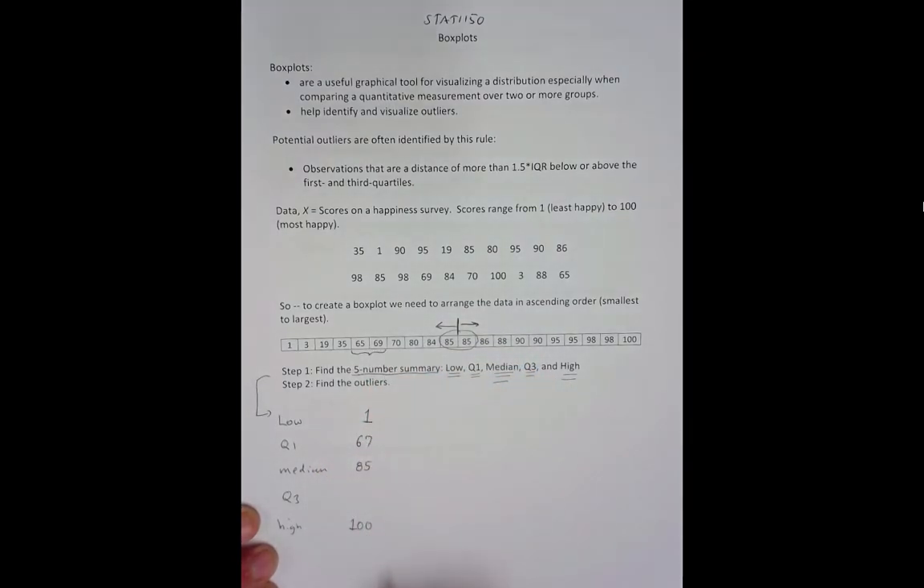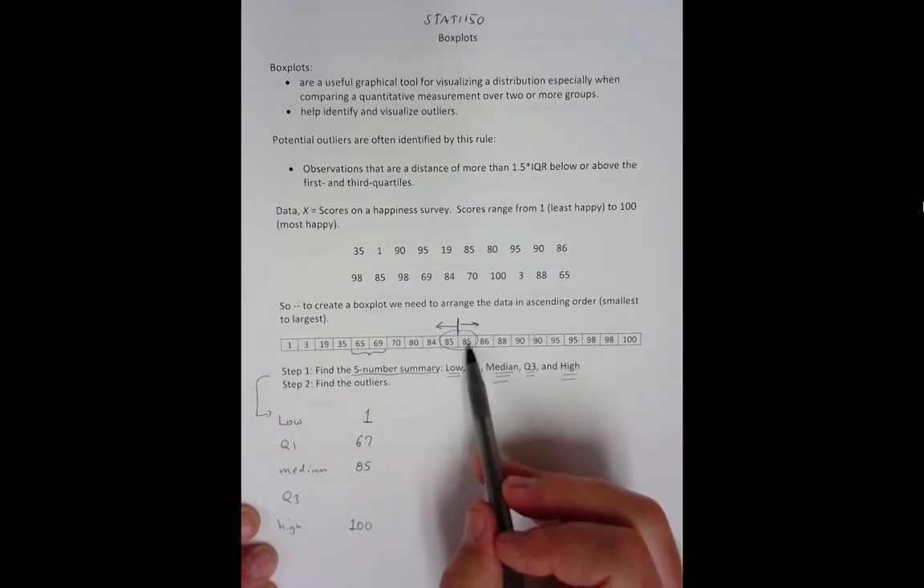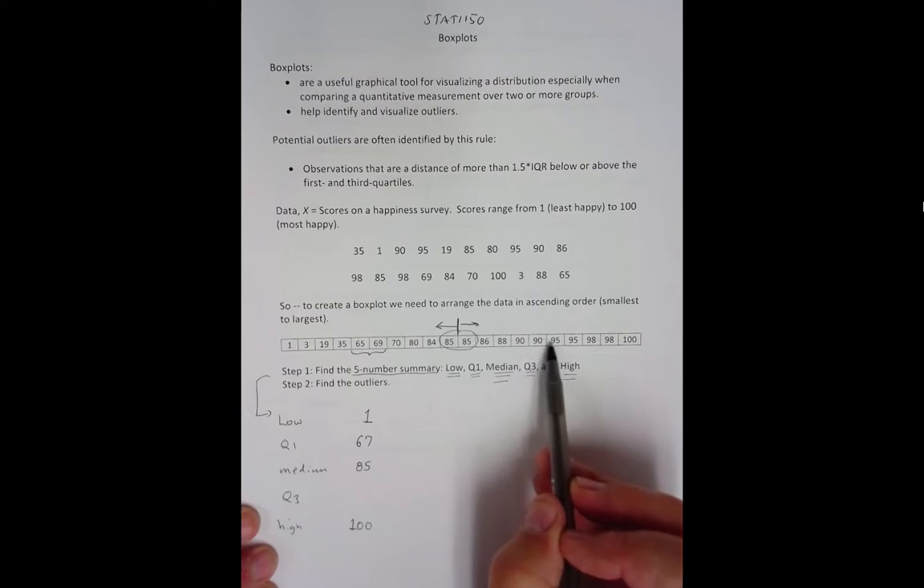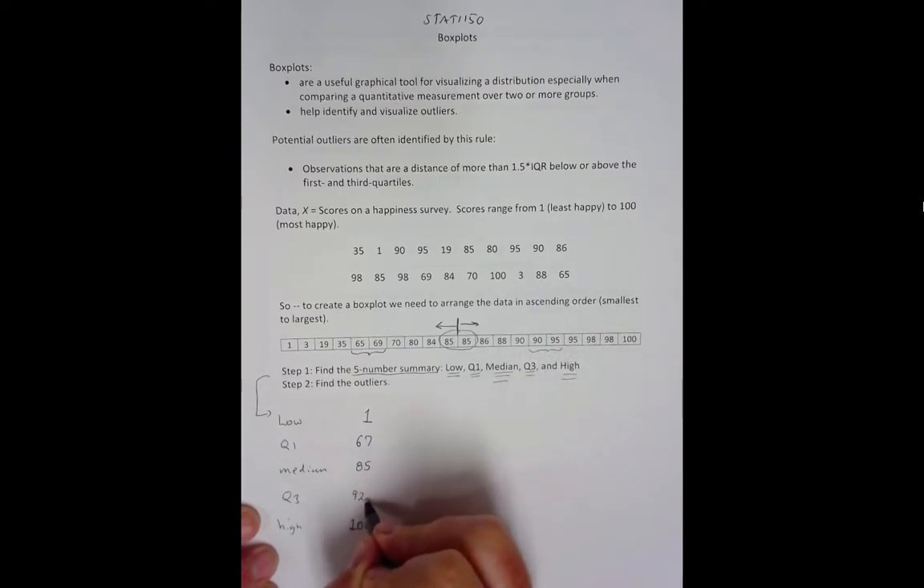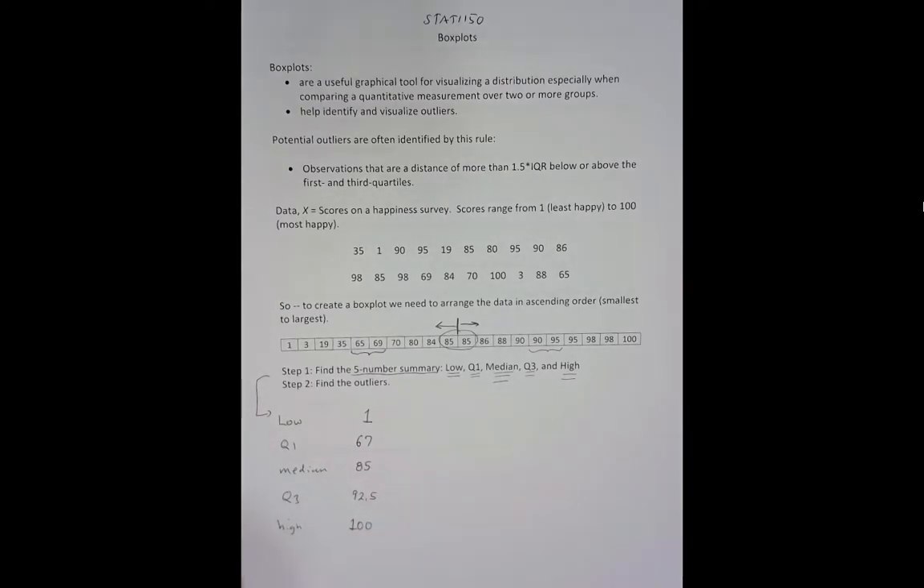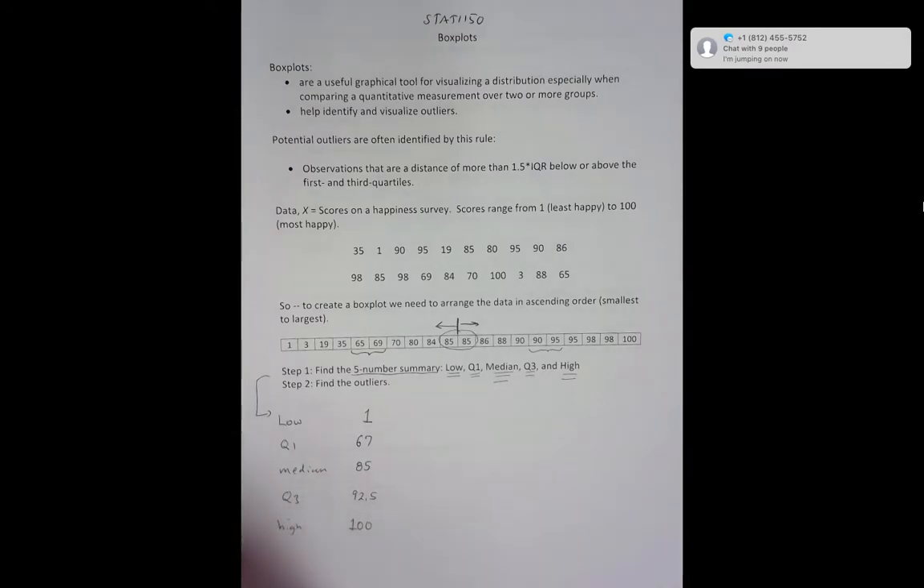So that's Q1. And then I'm going to take the average of the 5th and the 6th above the median. So 1, 2, 3, 4, 5. 5 and 6 is here. So that's going to be 92.5. All right. So that's the 5-number summary.